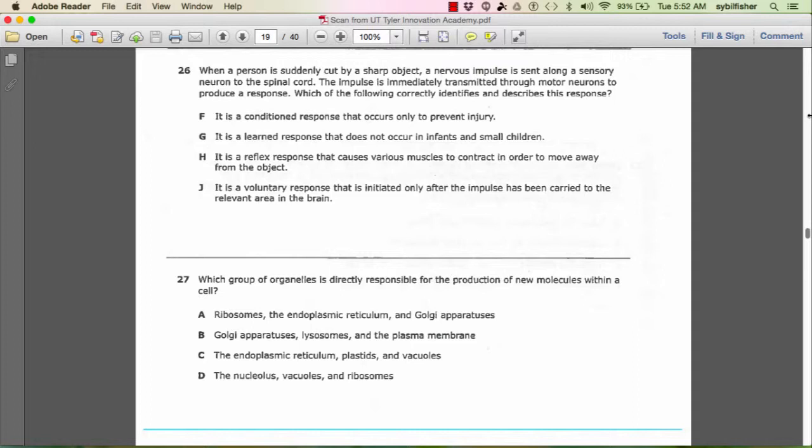F. It is a conditioned response that occurs only to prevent injury. G. It is a learned response that does not occur in infants and small children. H. It is a reflex response that causes various muscles to contract in order to move away from the object. J. It is a voluntary response that is initiated only after the impulse has been carried to the relevant area in the brain.